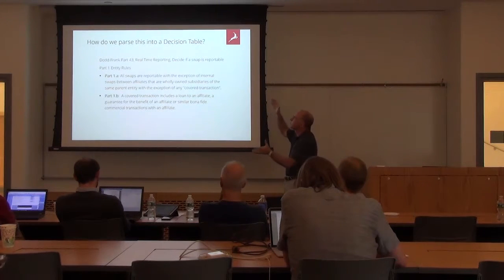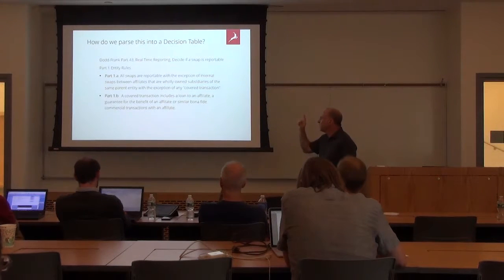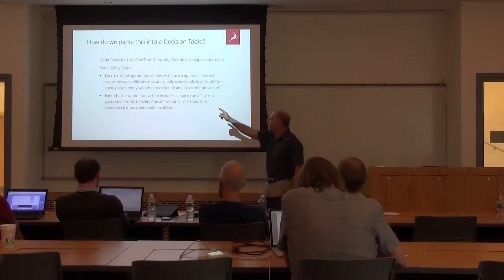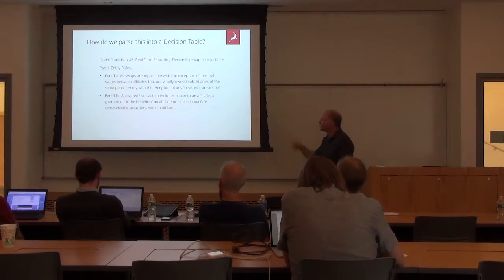But this is the type of text that we're dealing with, right? So, part 43: all swaps are reportable, with the exception of internal swaps between affiliates that are wholly owned subsidiaries of the same parent, with the exception of any covered entity, right? Covered transaction is, et cetera. So I'll show you our solution for that.